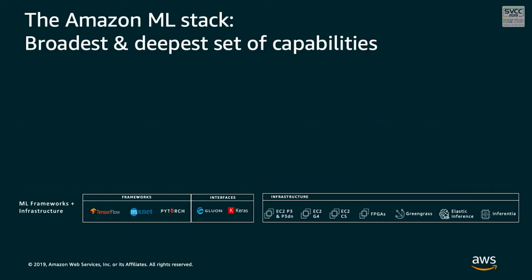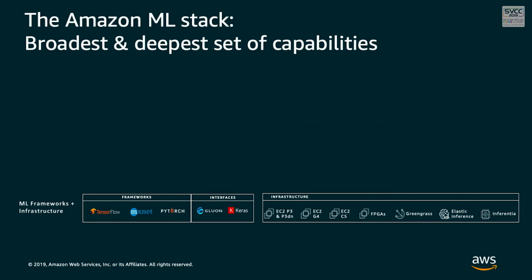On the right side, we have CPUs and GPUs, the most intense amount of infrastructure that we can provide to our customers. And then, of course, there are a lot of frameworks that these data scientists like to run, whether it's TensorFlow, MXNet, PyTorch, or interfaces on top of those like Keras. So that's the bottom layer, meant for machine learning practitioners.